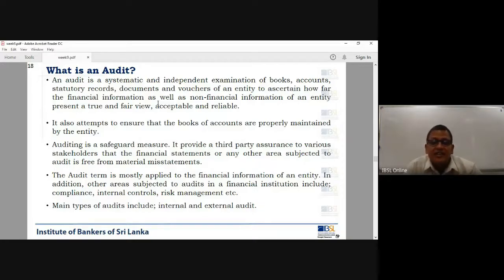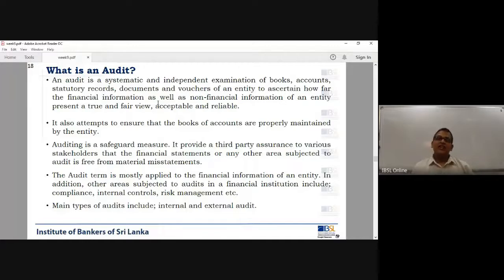The financial statements are free from material misstatements. So like financial reporting, auditing also considers the various stakeholders; the audit reports are provided to various stakeholders. The various stakeholders are expecting the audit reports for their purposes. And the audit term is mostly applied to financial information of an entity. In addition, other areas subject to audit in a financial institution include compliance, internal controls, and risk management.